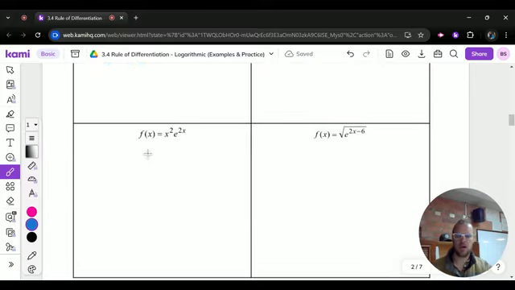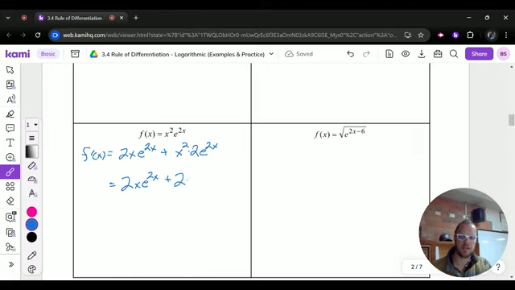Here we're going to have a little bit more complicated product rule. So this time we're going to end up with 2x e to the 2x, plus our first function, x squared, times the derivative of the exponent, which is 2, and then the original function, e to the 2x. Now, the other thing that I would say is usually we're going to put our numbers at the beginning. So I'm going to change this to 2x squared e to the 2x like that.